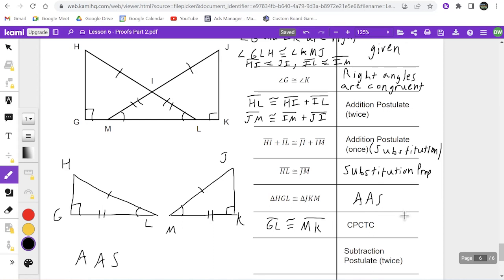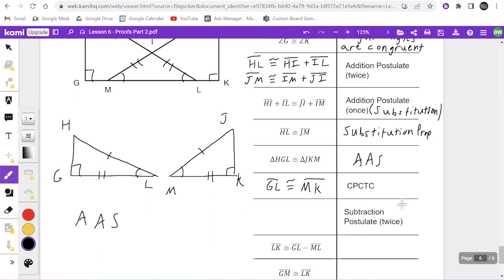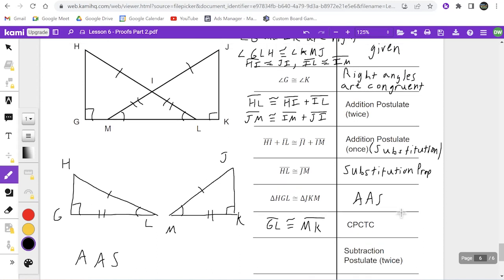And then we see the next reason is the subtraction postulate again twice. You don't have to say twice. I'm just saying twice to help you think about it. What do we think the subtraction is going to be? Would it be like GL minus ML equals GM? GL minus ML congruent to GM. Is that what you said? Yeah. Exactly. And then we're going to do the same thing with the other one. MK minus LM equals LK. Exactly. MK minus ML congruent to LK.